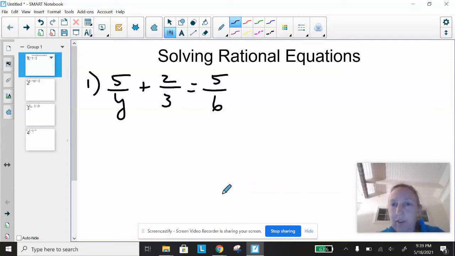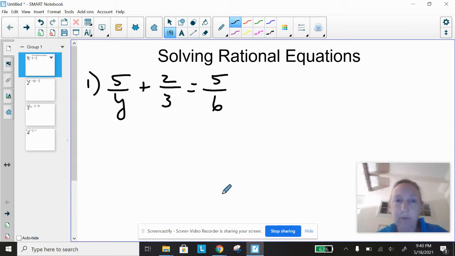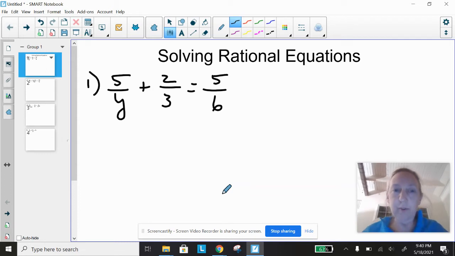So now we're going to solve equations, but we're going to start with something that you've seen before. Last year you solved these kinds of equations. To get rid of denominators, you're going to multiply through by the common denominator of 6, 3, and y. So you might not have had a y in the denominator last year, but it's the same process.